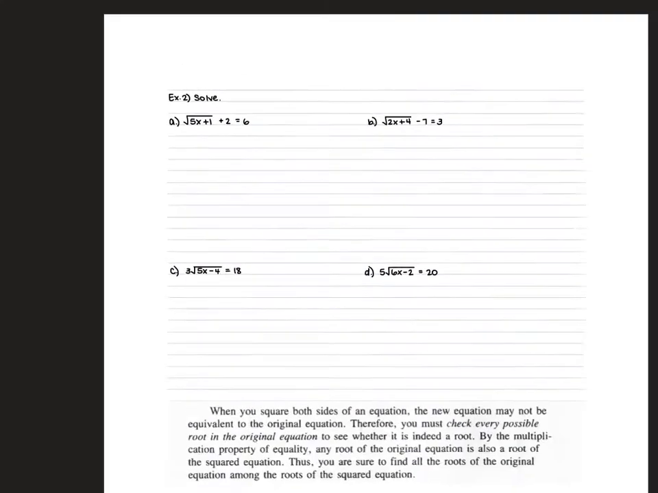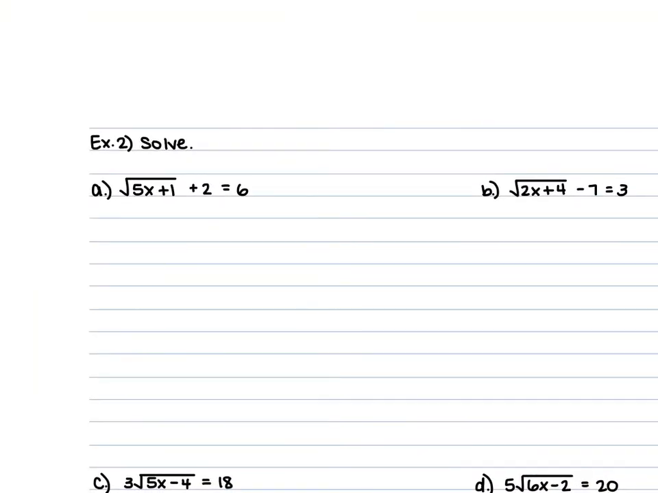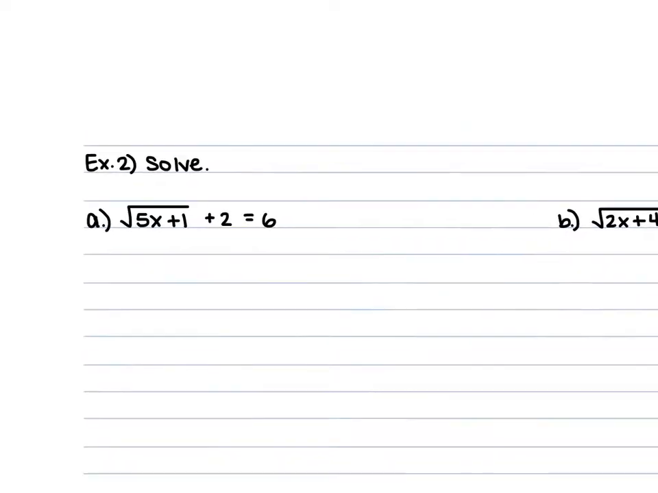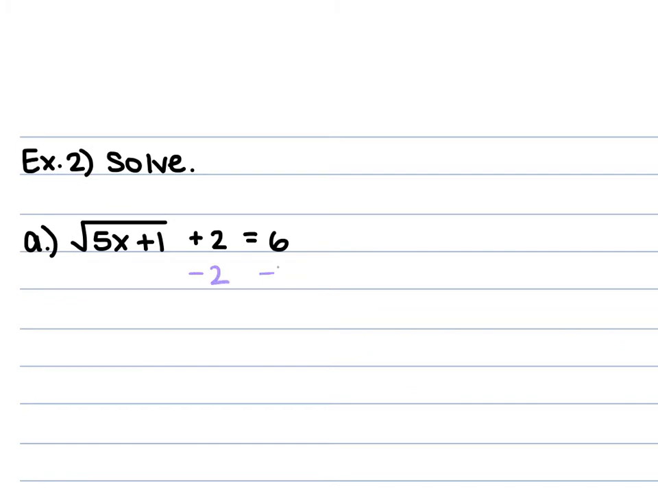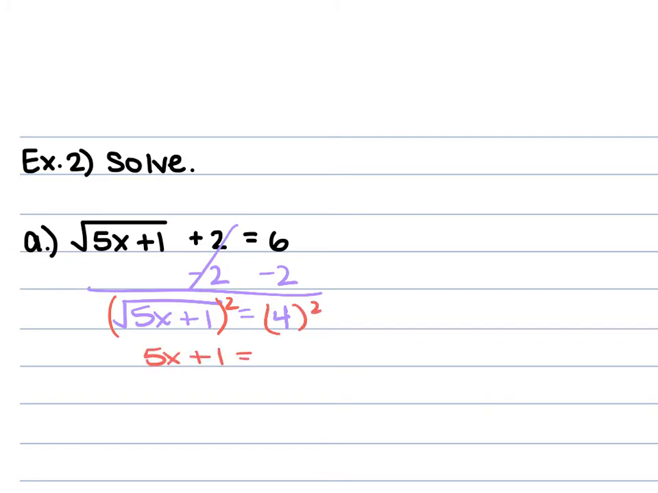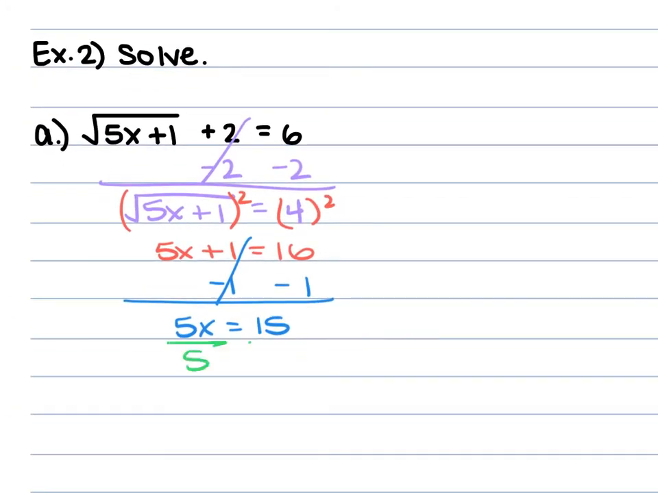For our next example, we have the square root of 5x plus 1, plus 2, is equal to 6. So we're going to first isolate that radical, and we're going to subtract 2 from each side. So this is going to give us the square root of 5x plus 1 is equal to 4. We square both sides, and we have 5x plus 1 is equal to 16. We're going to subtract that 1 from each side to get 5x is equal to 15, and then we divide each side by 5. So x is equal to 3.